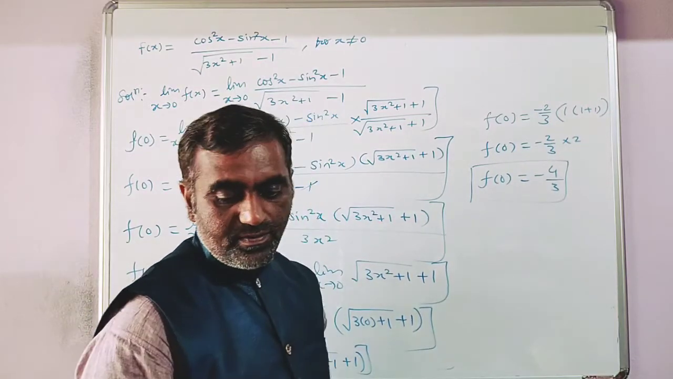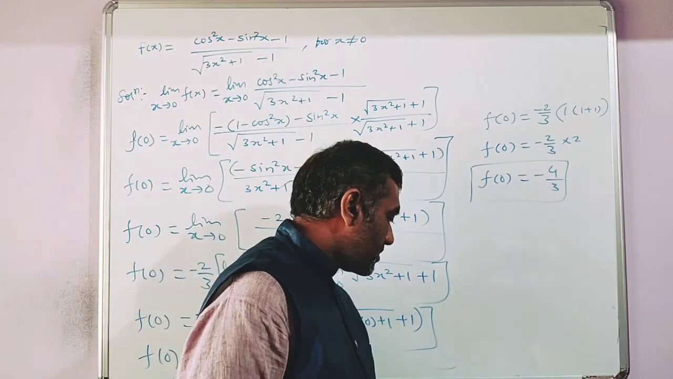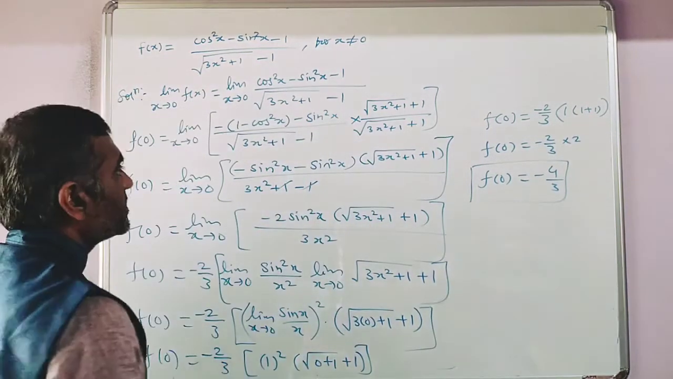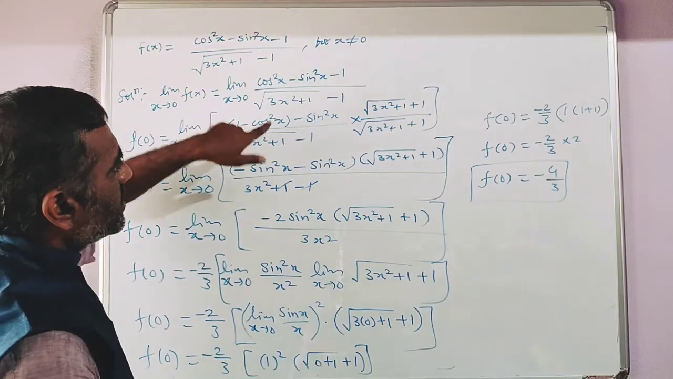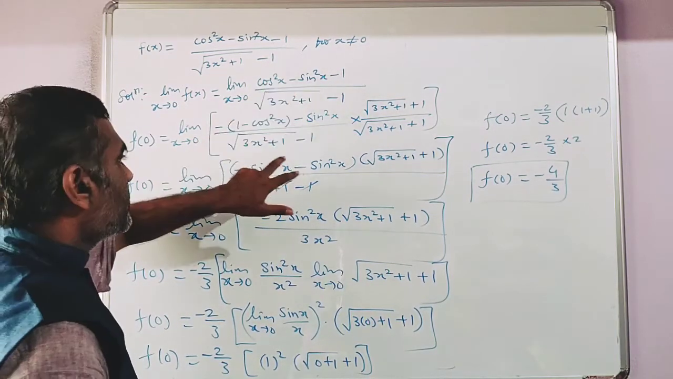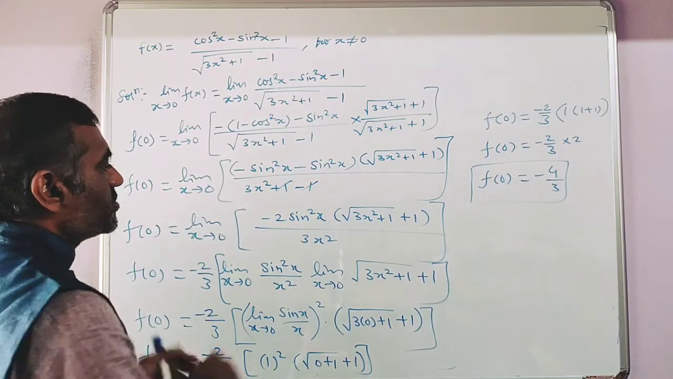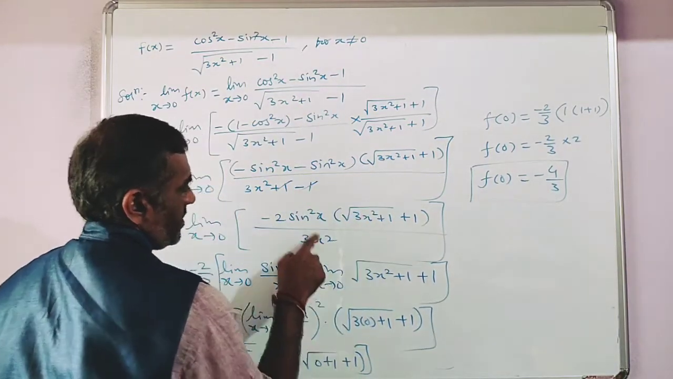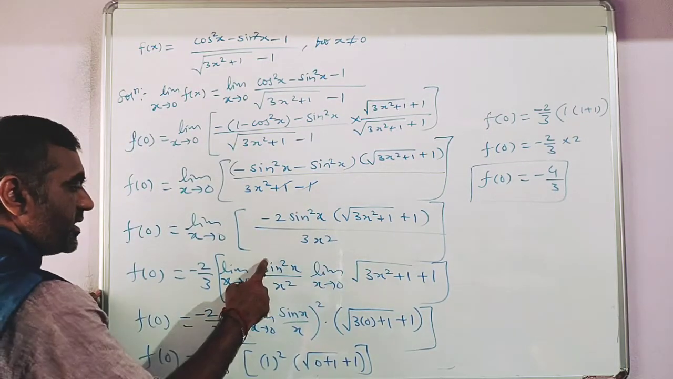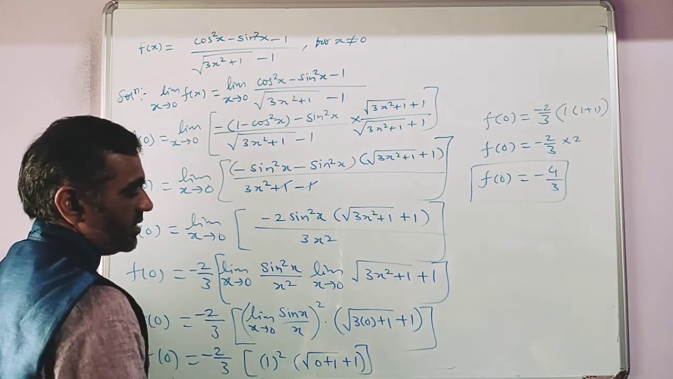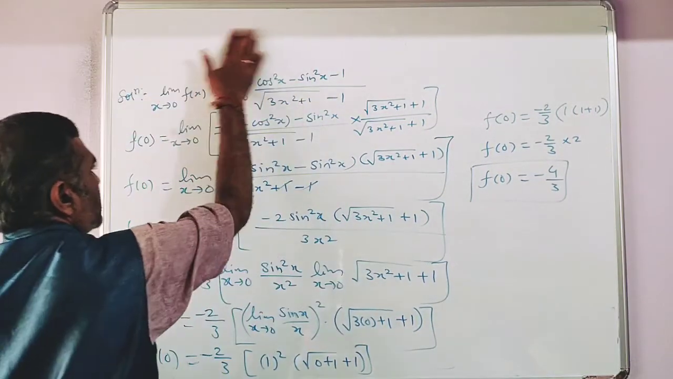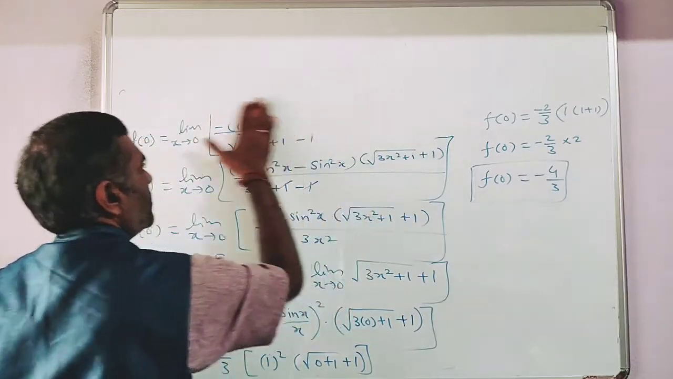f of 0 is equal to minus 4 by 3. The next question of this. You understand how cos square x can be converted: cos square x minus 1 we can convert to minus, in bracket, 1 minus cos square x, that is sin square x, so minus sin square x, that is minus 2 times sin square x. For the standard form sin x upon x, this will be sin square x upon x square. We can write it like this. Now substituting x equal to 0, we get the answer minus 4 by 3 for f of 0.